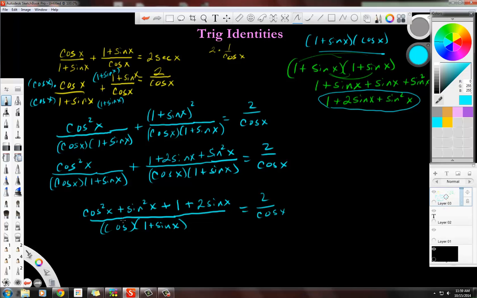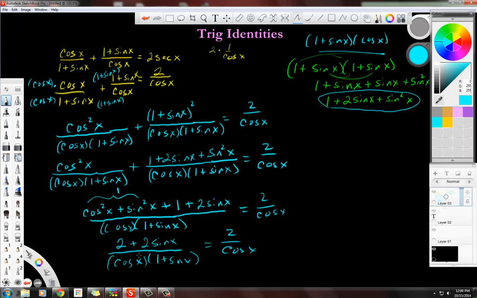Let's see here. Yeah. So at this point, we can make cosine squared x plus sine squared x equal to 1. So this whole thing here will become 1. And before this, we're going to try to do as much of this as we can here. So it's 1 plus 1. That would be 2 plus 2 sine x, over cosine x times 1 plus sine x, I did forget to write it right there, equals 2 over cosine x.